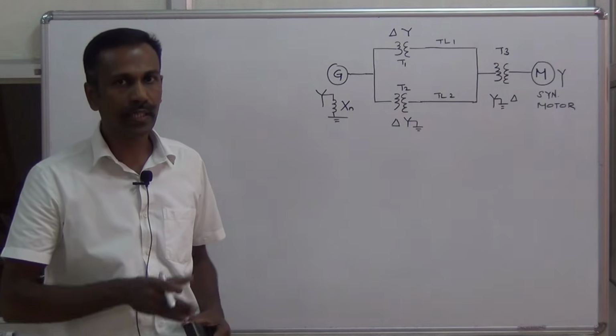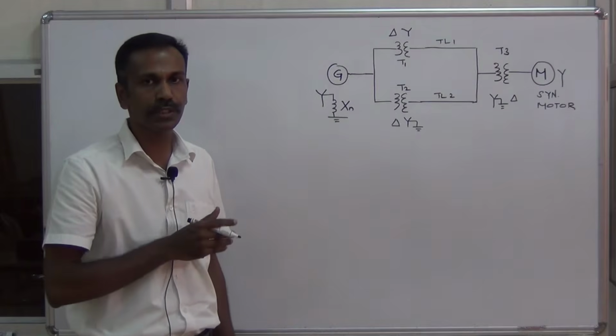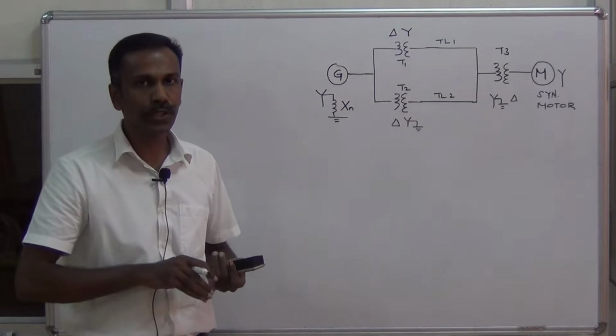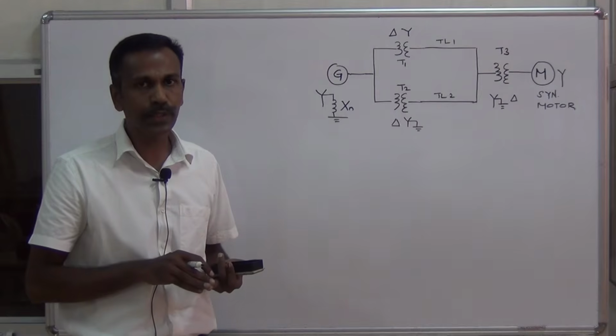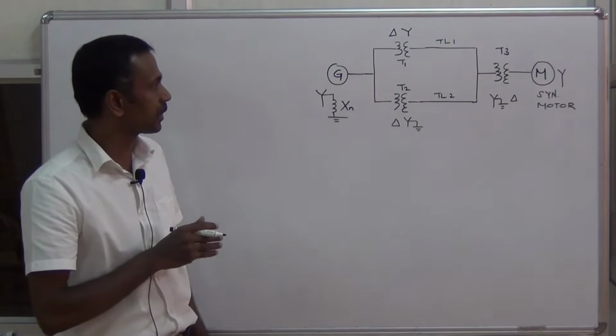Hi students, in this class we will study how to draw the three sequence networks of a given power system: how to draw the positive sequence network, negative sequence network and zero sequence network of this particular power system.